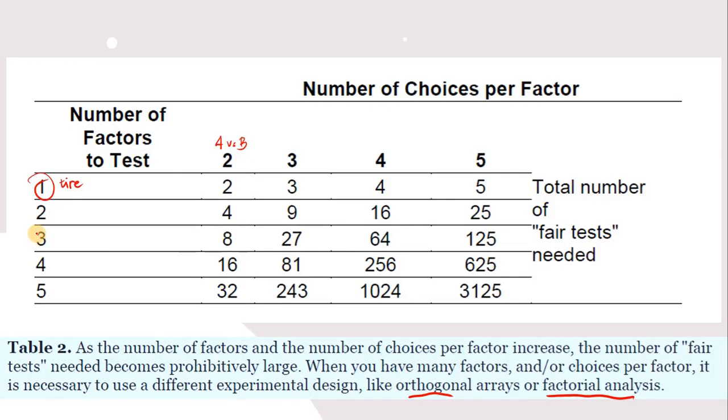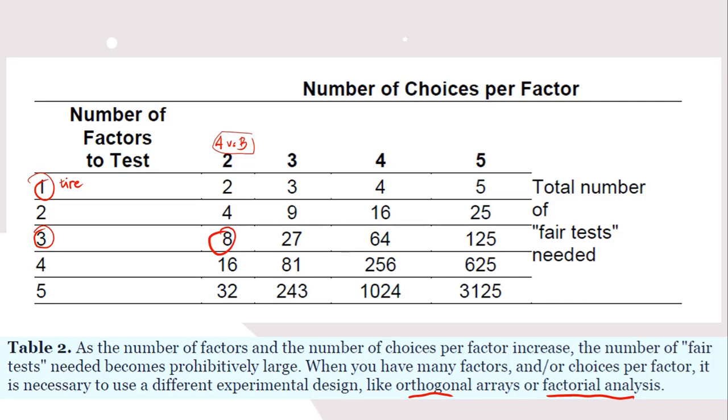Just like this one. So here, if we test 3 factors, car brand, car type, and wear and tear, and there are only two choices per factor, then you will do 8 whole experiments. So 8 pairs. That's the theoretical number of fair tests that you need to do, hopefully without yet including your replicates.